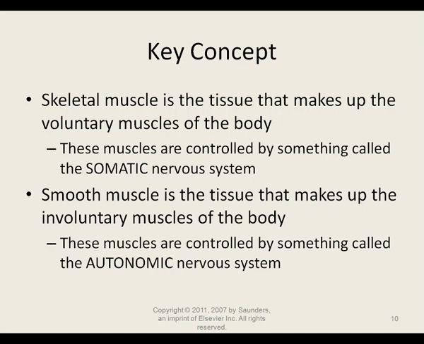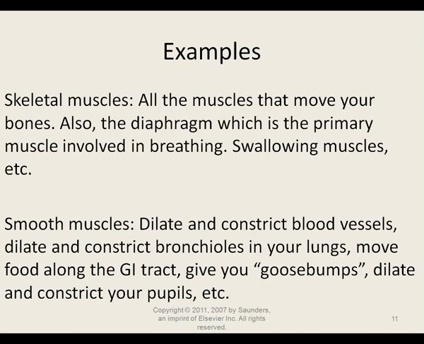Smooth muscle, on the other hand, is the tissue that makes up the involuntary muscles of the body, except for the heart, which is composed of cardiac muscle. These muscles are controlled by something called the autonomic nervous system. So the somatic nervous system controls the skeletal muscle. The autonomic nervous system controls smooth muscle and also, incidentally, cardiac muscle. Examples of skeletal muscles: all the muscles that move your bones. Also the diaphragm, which is the primary muscle involved in breathing. So these are all skeletal muscles.